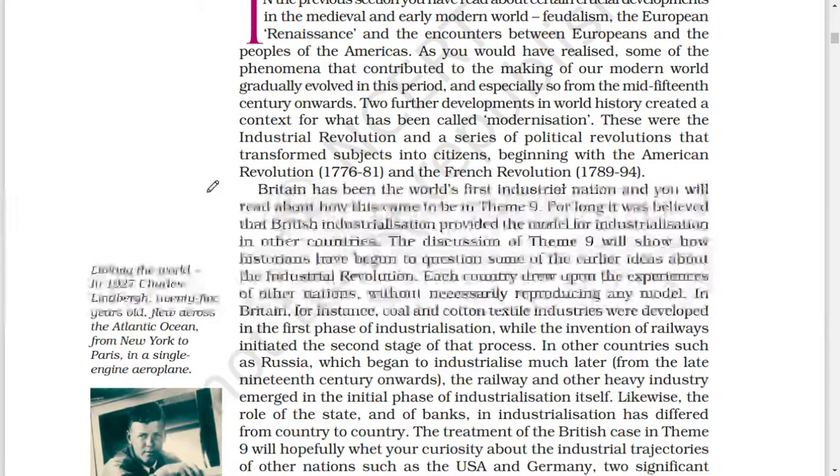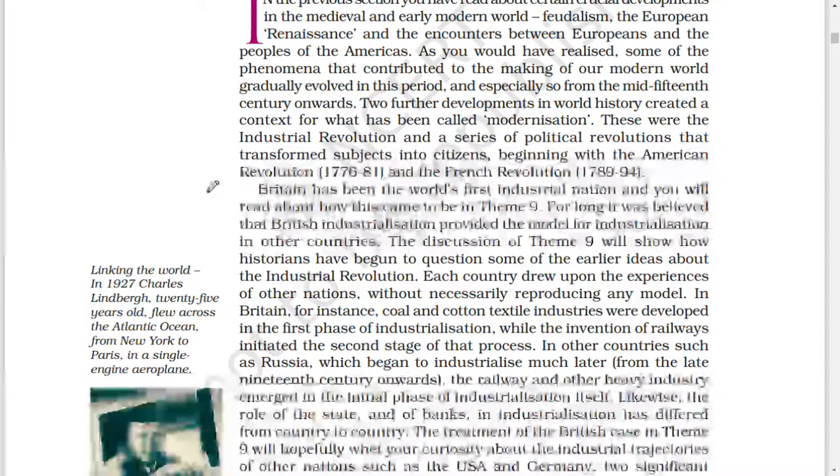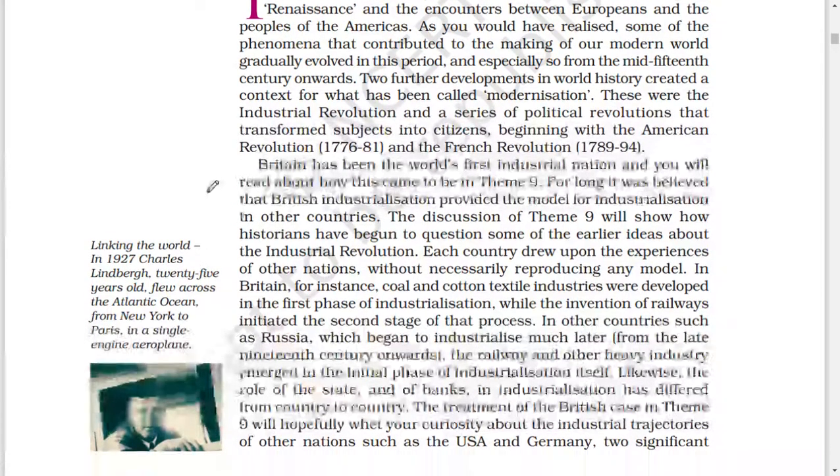Britain was the world's first industrial nation, and you will read about how this came to be in Theme 9. For long it was believed that British industrialization provided the model for industrialization in other countries. The discussions of Theme 9 will show how historians have begun to question some of the earlier ideas about the Industrial Revolution. Each country drew upon the experiences of other nations without necessarily reproducing any model.